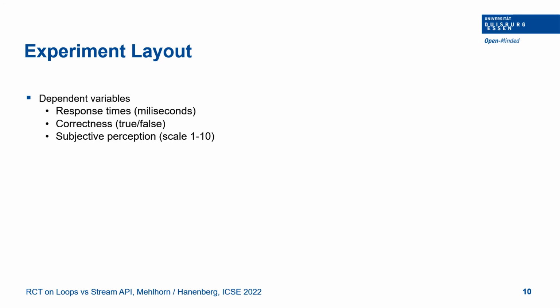So first of all, what were the dependent variables? As we said, we have the response times that we measured in milliseconds. We have the correctness, which distinguished between true and false. And we had the subjective perception with respect to 3 different questions, each one scaled from 1 to 10.